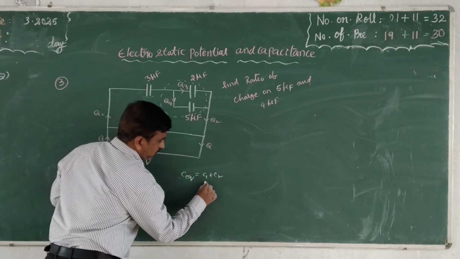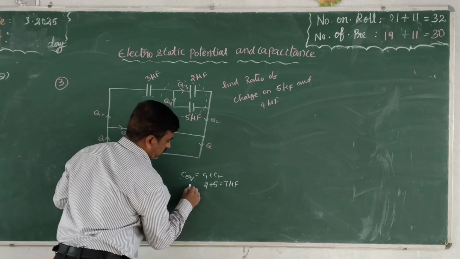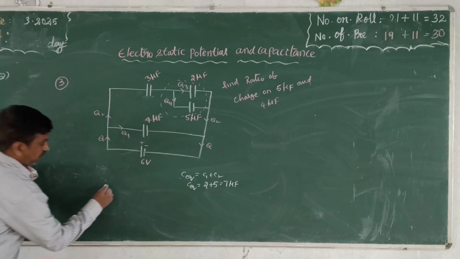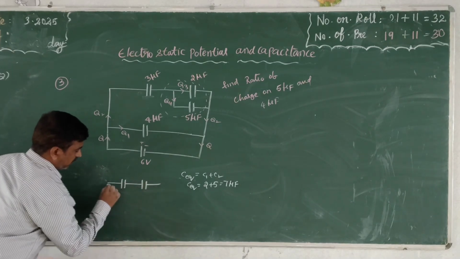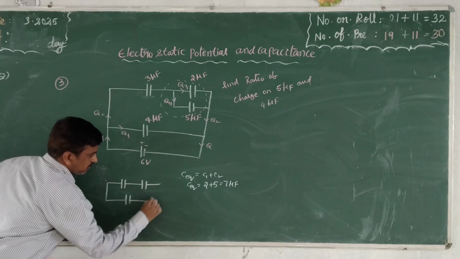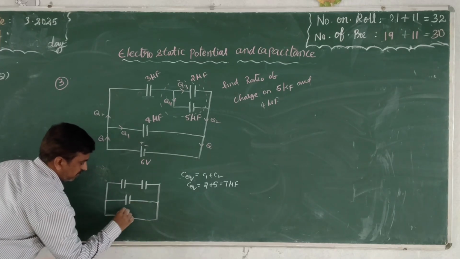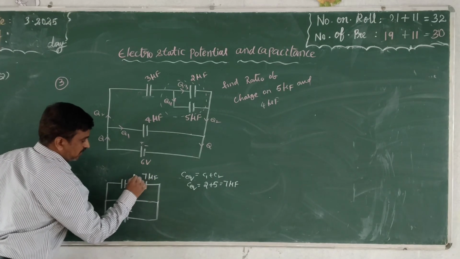So we can write 2 plus 5. What we get? 7 microfarads. What is the C equivalence here? 7 microfarads. I write here the circuit. See, first 3 microfarads here. This resultant we can write here. See, it is connected to the circuit. See here plus minus, it is 7 microfarads.